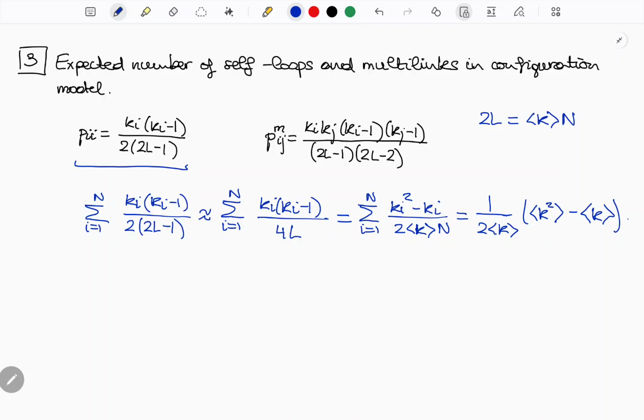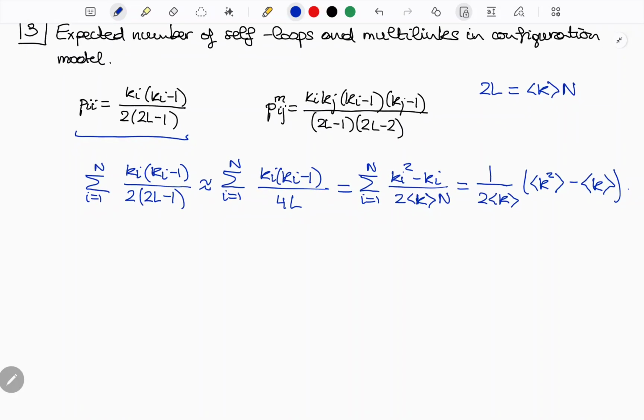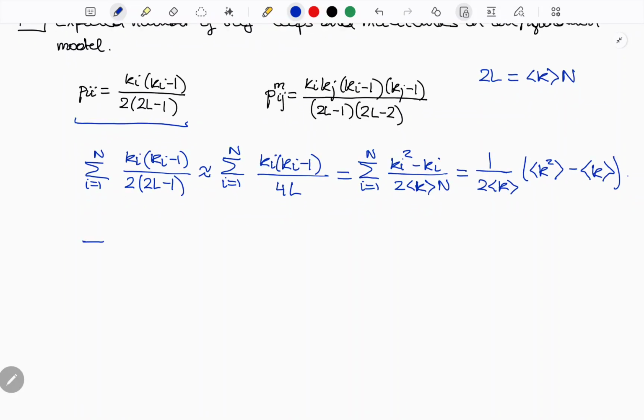Now I'm going to do the same for the expected number of multilinks. So I have to do exactly the same. Now I have to do the addition for every i and every j divided by 2, because when I do this summation, I'm going to count twice every link. So I'm going to do this addition, and I'm going to rewrite this. I'm going to reorder the factors here. I'm going to write this ki and ki minus 1 on the one hand, and this other one here.